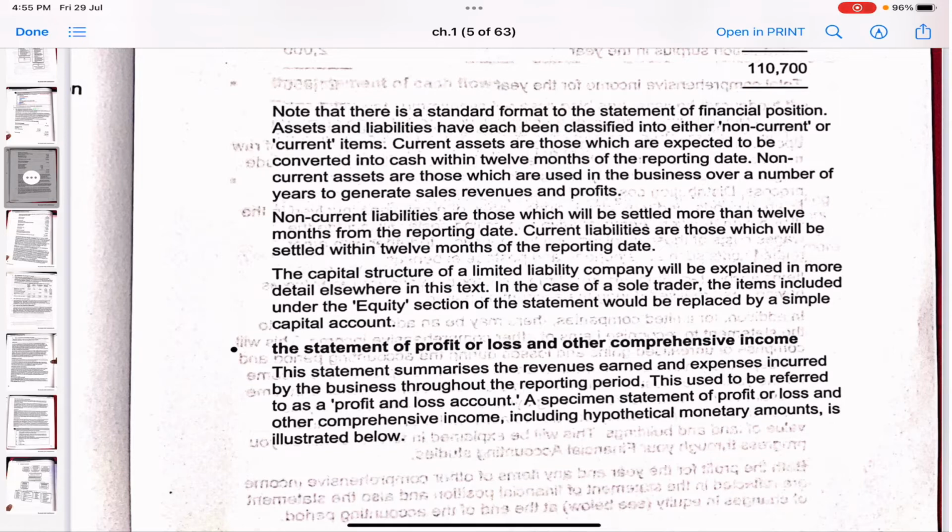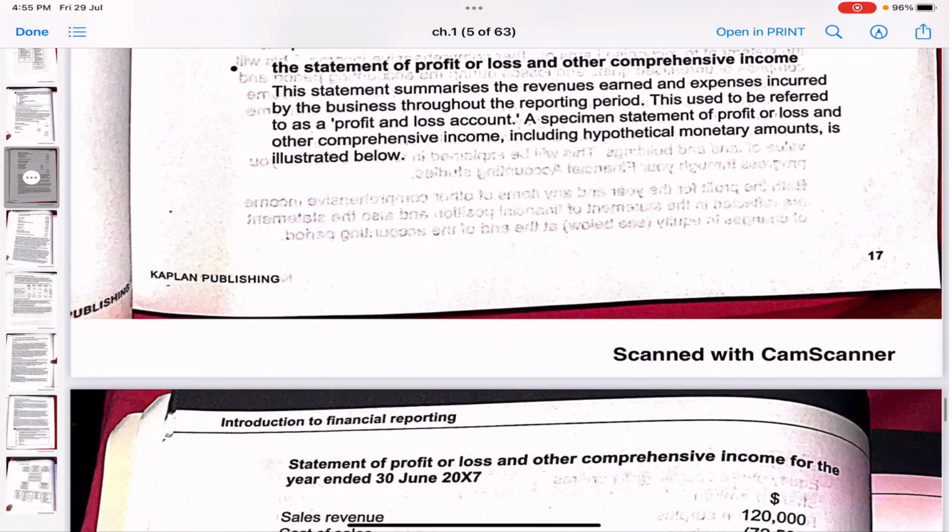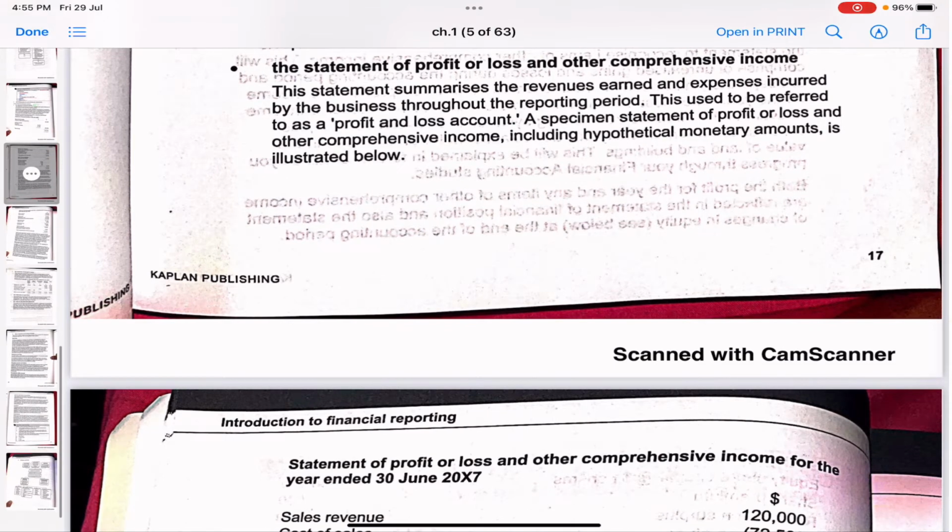In the case of a sole trader, the items included under the equity section of the statement would be replaced by a simple capital account. So if there is a sole trader, then we wouldn't have a separate equity column. Why? Because only one person is giving the entire capital, right? So that was about the statement of position, which is the balance sheet, which starts with the assets and goes on till the liability. Now we come to the statement of profit and loss and other comprehensive income.